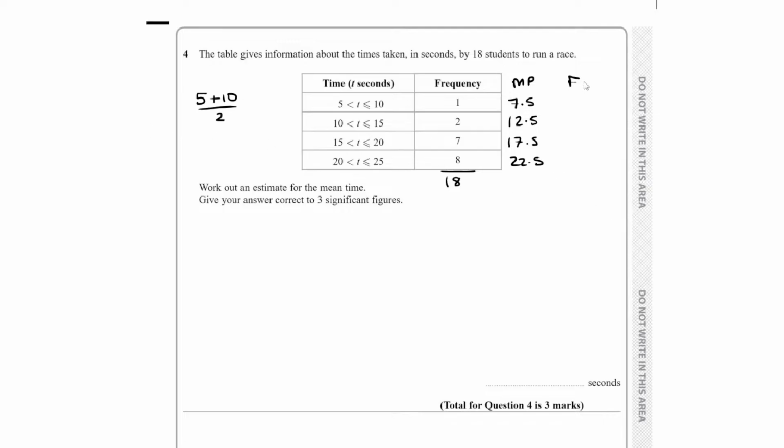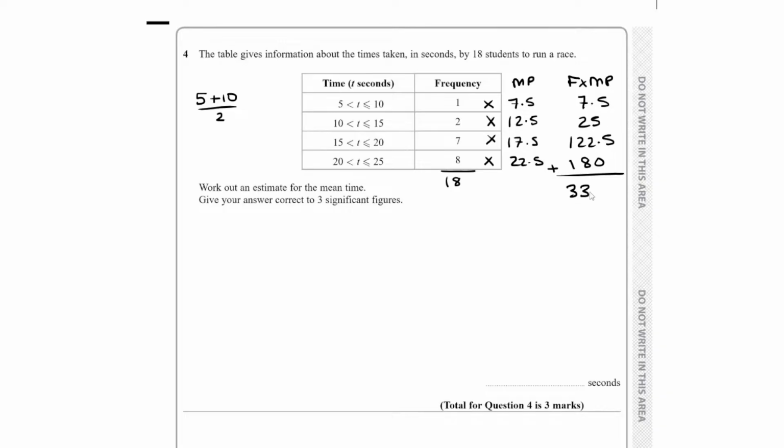Then my next column is going to be the frequency multiplied by the midpoint, because if you think about it, I've got 1 person at 7.5 seconds, 2 people at 12.5 seconds, 7 people at 17.5 seconds. You get the gist. So we're just multiplying all of these. So obviously that one's just 7.5. That one's 25. This one I got 122.5. And finally 180. Then we add this column, because that's all of our seconds, isn't it?